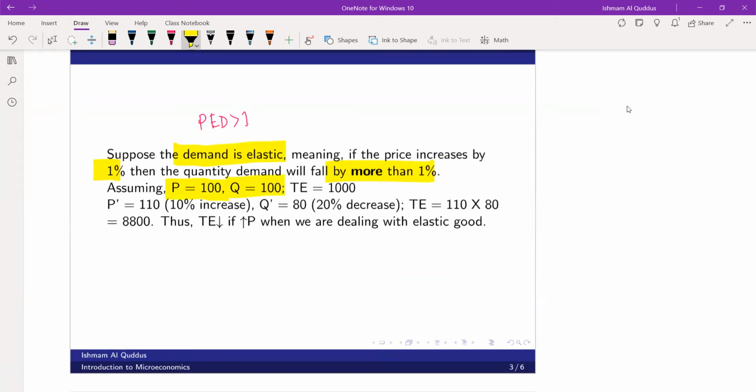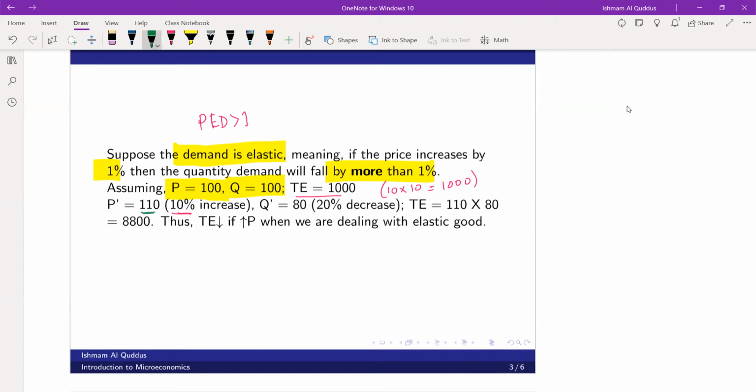Now assuming some numbers like price equals 100, quantity equals 100, what would be the total expenditure? That would be 100 multiplied by 100, which is 10,000. So total expenditure would be 10,000. Now we have a new price. There's a price increase, and the price increase was by 10%, so now the new price would be 110.